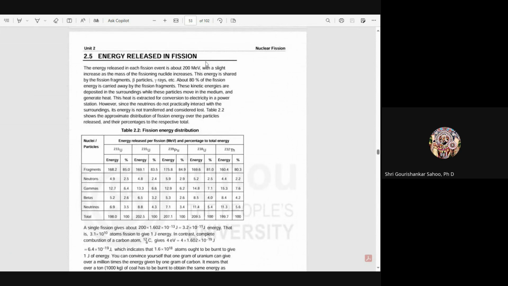So you can see how much energy is released in a fission in a tabular form as shown on the screen.